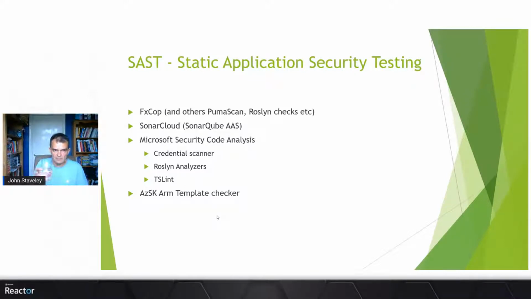So for SAST, there's a number of tools you can use. You can use FxCop, which I'll be going through, and you can also do Scan and Roslyn checks. You can use SonarCloud, which is SonarQube as a service. You can do Microsoft Security Code Analysis, which has a number of components at the SAST level: Credential Scanner, checking for credentials; Roslyn Analyzers, which are some of the IDE checks you've seen; and TSLint for checking TypeScript. And then finally, there's the AzSK ARM template checker for testing you've set up secure defaults in ARM correctly.